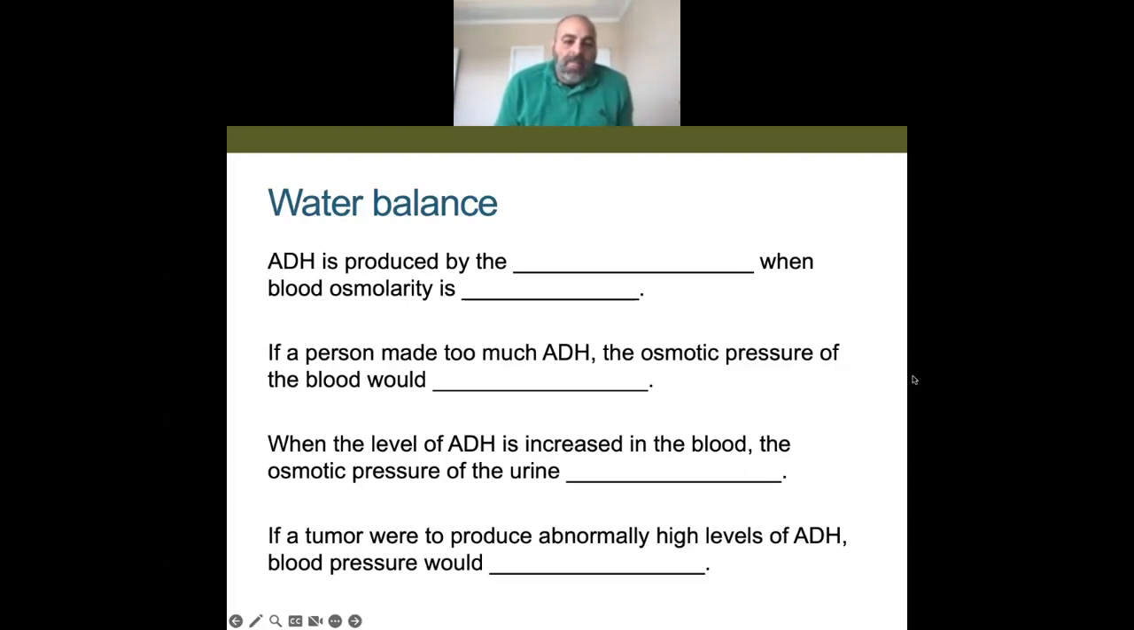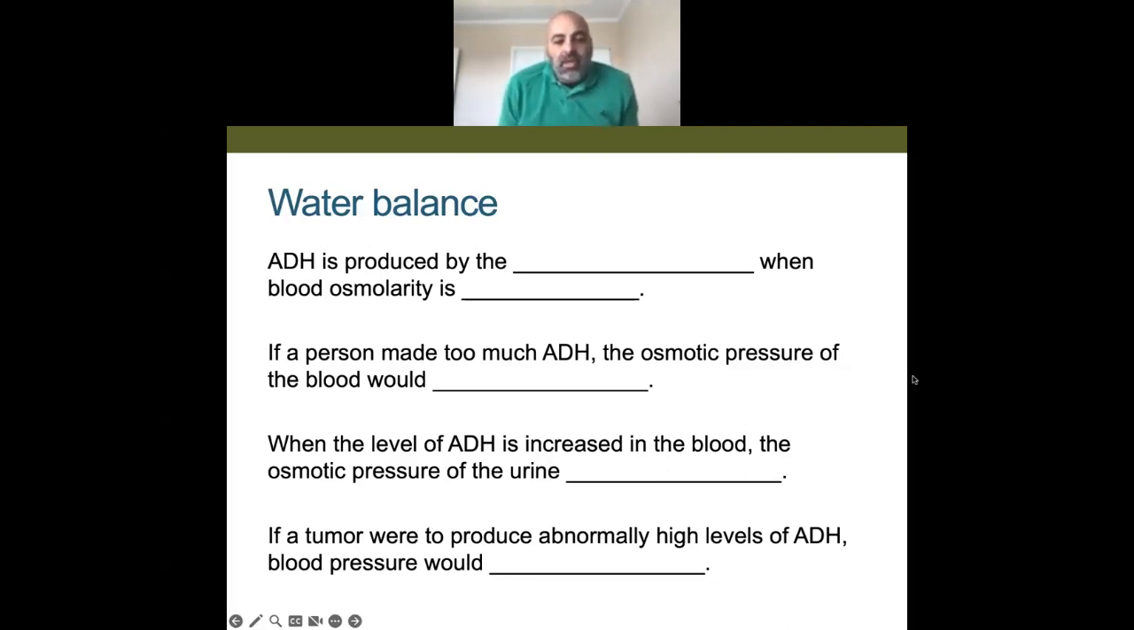When the level of ADH is increased in the blood, what happens to the osmotic pressure of the urine? So this is a fun one. Osmolarity of the blood is high, so we release ADH. ADH means we're going to pull water out of the urine filtrate and pull it back into our bloodstream. So in the urine now, osmolarity is increasing. I have tons of solute and I don't have much water, so osmotic pressure of the urine should be increasing. Be mindful with these kinds of questions what compartment they're asking about. Is it in the bloodstream or is it in the urine?